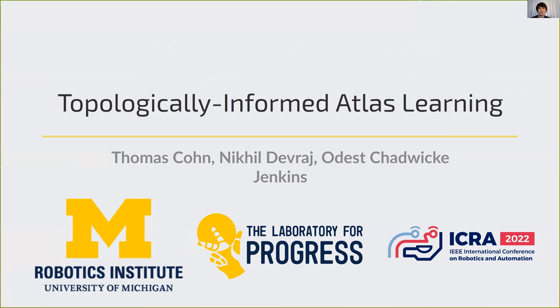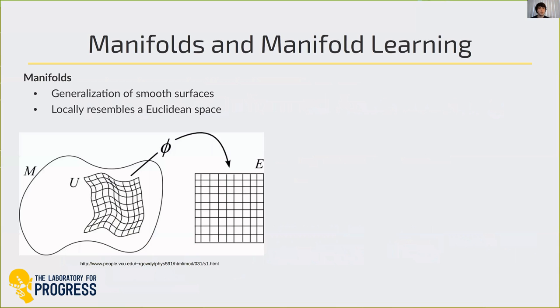Hello, my name is Thomas Cohn, and on behalf of my co-authors Nikhil Devraj and Otis Chadwick Jenkins, I'm presenting our work, Topologically Informed Atlas Learning, which is a generalization of ordinary manifold learning techniques. I'll begin with some background.